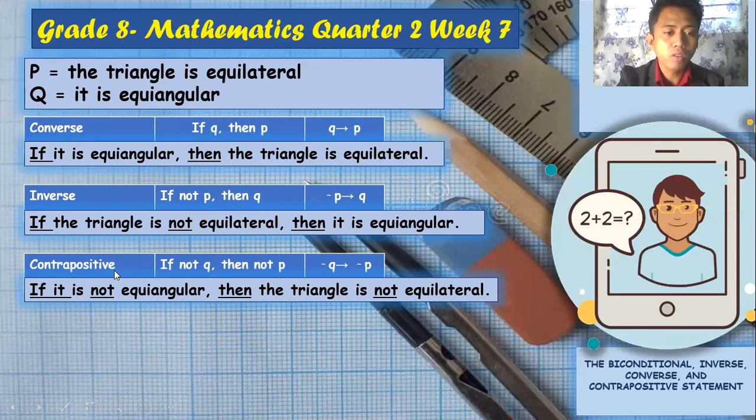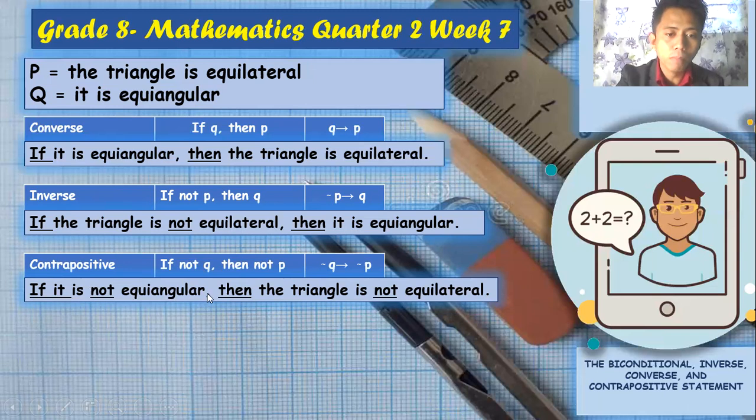The word if, so copy the word if. So if, then we have not Q. So what is the opposite of our Q? It is equiangular. Therefore, there's the word not. So we are going to get the negation. The negation or the opposite meaning of it is equiangular is it is not equiangular. Therefore, our not Q will be it is not equiangular, because we are pertaining to not Q, or the opposite of Q.